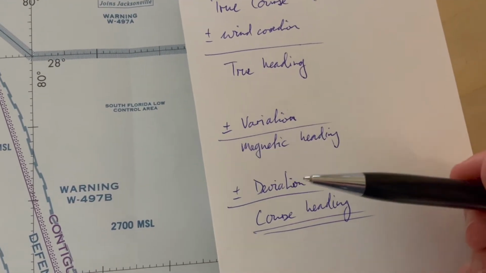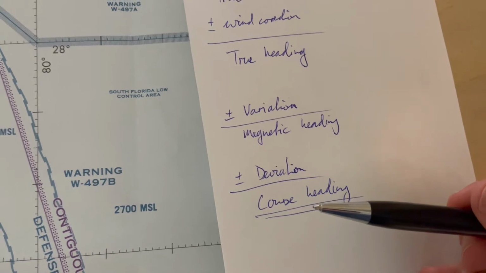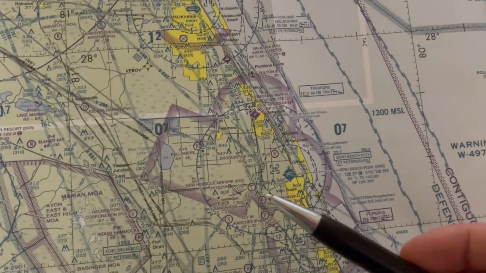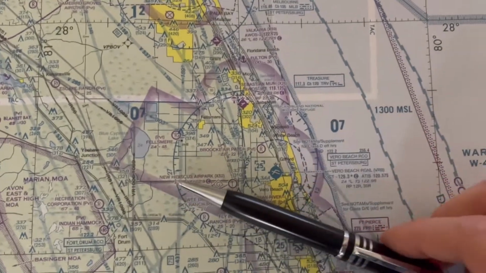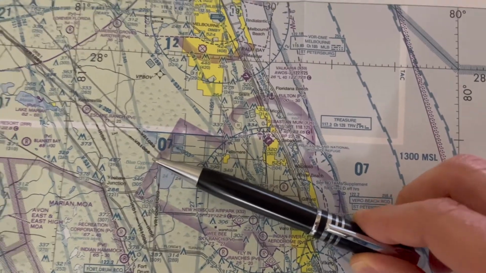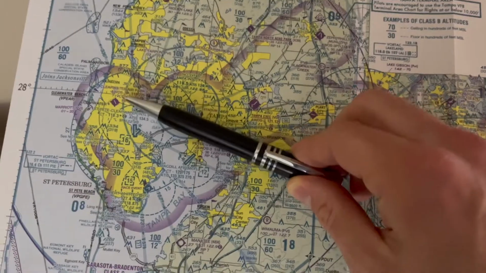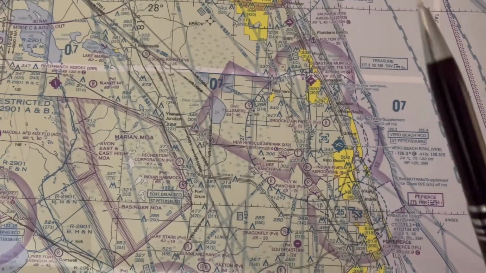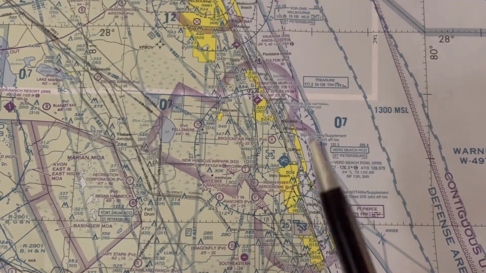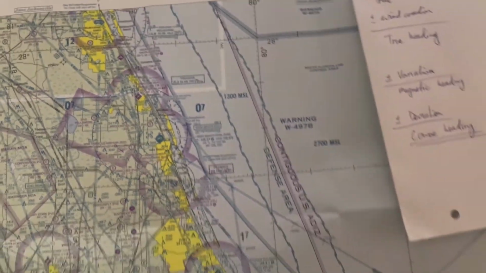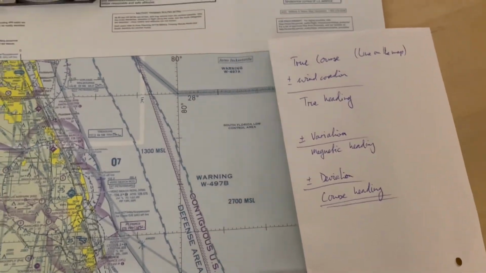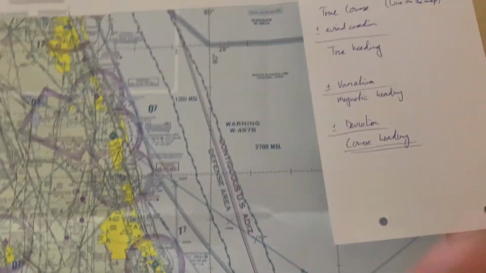And once we have done that, we actually get the course heading. And the course heading would give us then the right heading to travel from here all the way to Tampa, considering wind, considering the variation, and considering the aircraft that we are in. So, that said, it is a huge amount of calculation, and so many things can go wrong.